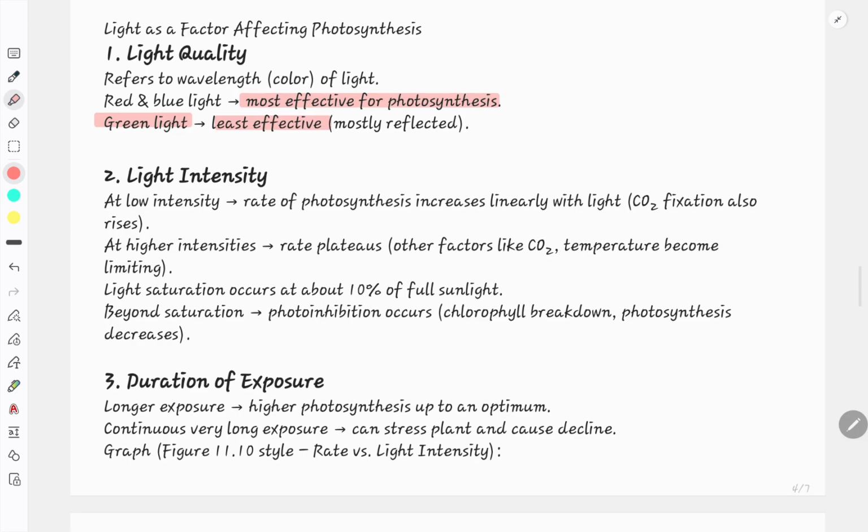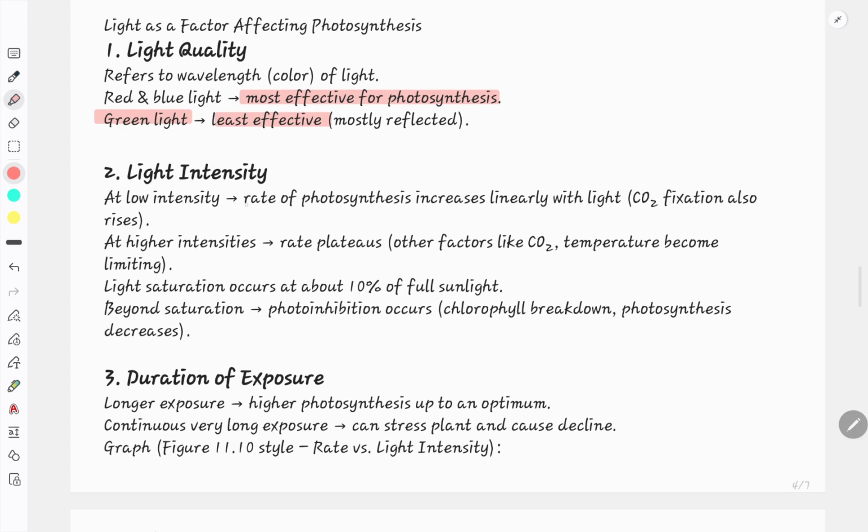Intensity. At low intensity, the rate of photosynthesis increases linearly with the light. CO2 fixation also rises. At high intensity, the rate plateaus, meaning the rate remains the same whether light increases or not. Other factors like CO2 and temperature become limiting. The light saturation occurs at about 10% of full sunlight.